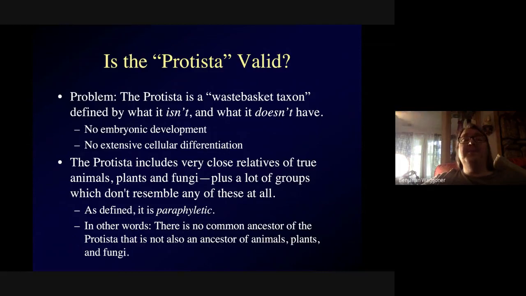But the problem with it is the protista turns out being defined by what it isn't and what it doesn't have. Protista ends up including all eukaryotes that don't have extensive cellular differentiation and don't have embryonic development. You're defined based on a negative rather than on a positive.